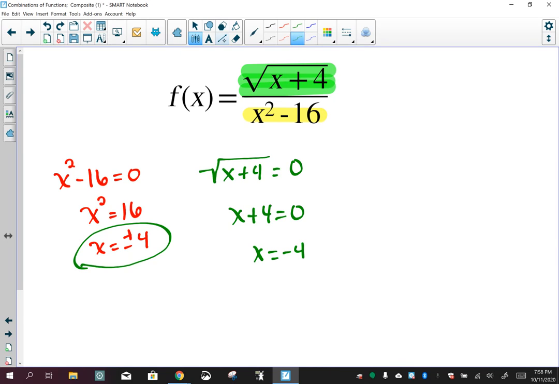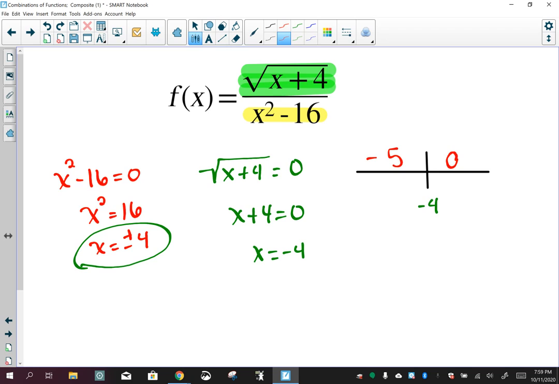Now, this is just so you can see. We're going to come over here. I'm going to make a little sign chart real quick. And I'm going to put my negative 4 here. And then I'm going to pick a number before negative 4. So let's just go negative 5. And after negative 4, well, let's just go 0.